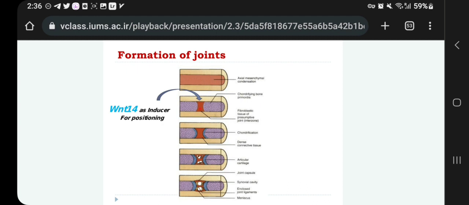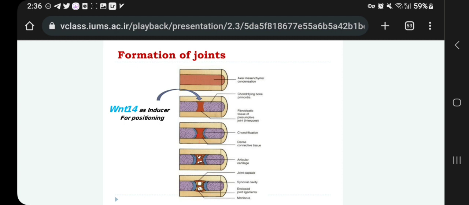At first, in the interzone, the number and the condensation of the cells increase, and after that the cells die and make a cavity here, and that cavity is the joint cavity.